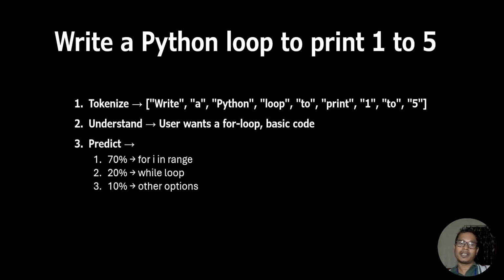Then they predict that there is a 70% probability that it can generate "for i in range", right? A 20% probability that the user needs a while loop. And 10%, there might be some other options. So based on the prediction, finally they will generate the output. Since the probability of "for i in range" is higher, they will generate "for i in range(1, 6)", something like that. Okay, so this is how they work at the backend.